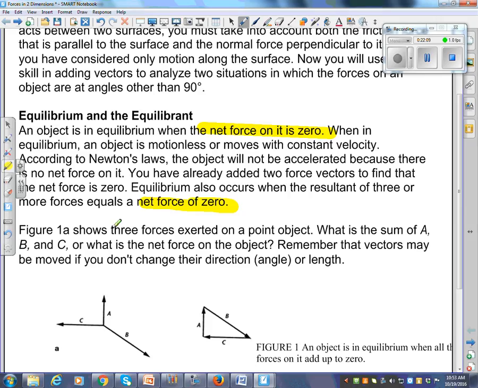Figure 1a shows three forces exerted on a point object right here. What is the sum of A, B, and C, or what is the net force on the object? Remember that vectors may be moved if you don't change the direction, their angle, or length. So what I'm going to do here is I'm just going to show you. You obviously can't do this, but I'm going to draw A. And there I'm going to draw B. And here I'm going to draw C.